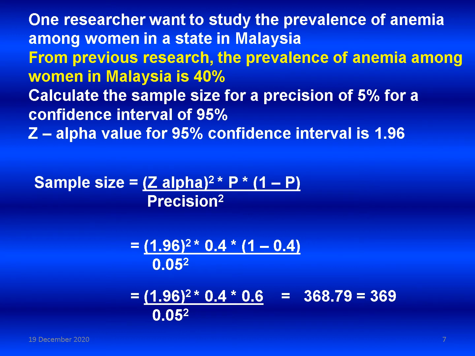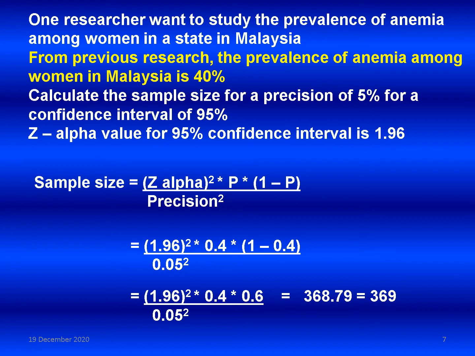One researcher wants to study the prevalence of anemia among women in a state in Malaysia. In this situation, the researcher is studying the prevalence of anemia. From previous research, the prevalence of anemia among women in Malaysia is 40%. So P is 40%, right? Calculate the sample size for a precision of 5% for a confidence interval of 95%. So Z alpha value for 95% confidence interval is given as 1.96.